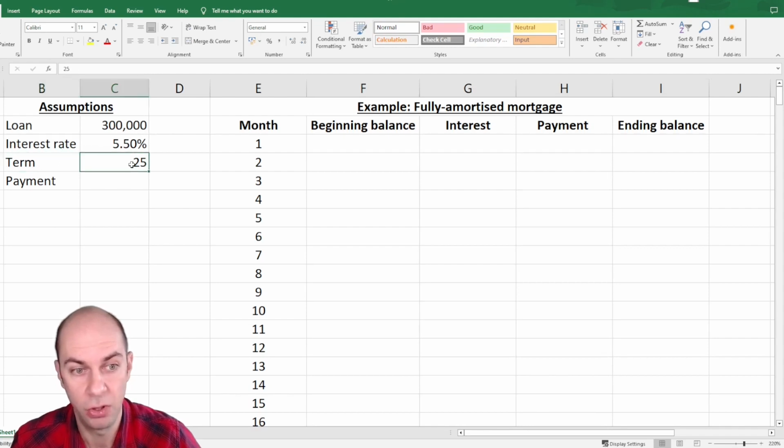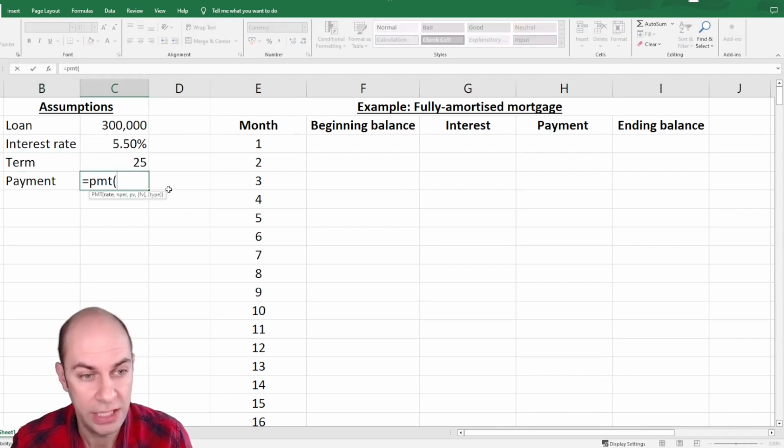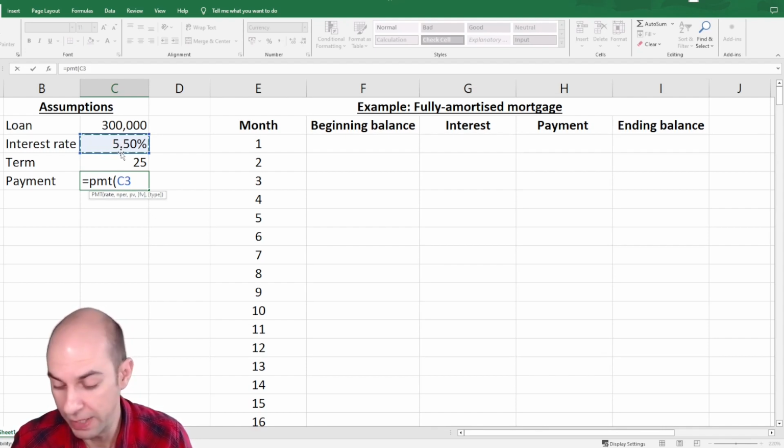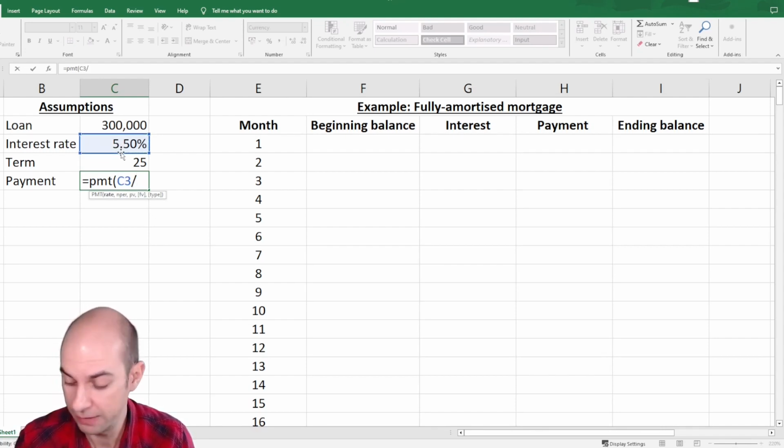The term of the mortgage is 25. The parameters for the payment function are rate, number of periods, PV, and in square brackets, you can see that future value and type are optional parameters. So the first argument here will be the interest rate, and the interest rate is 5.5 on an annual basis. We're going to divide that by 12 because we want monthly periodicity.